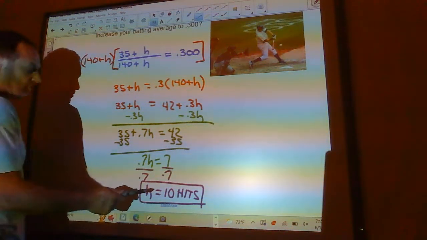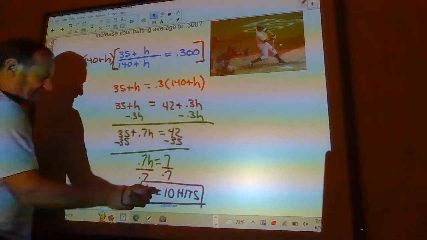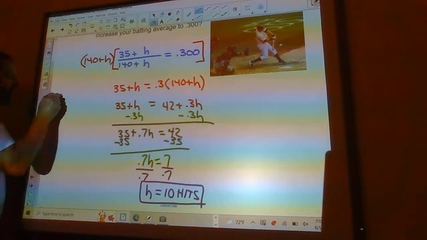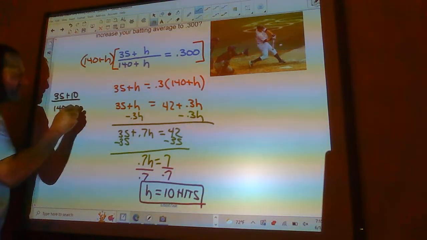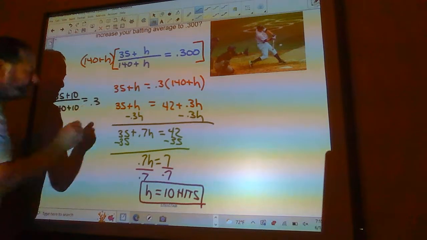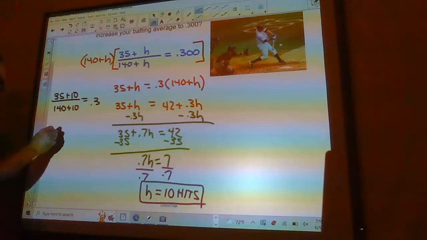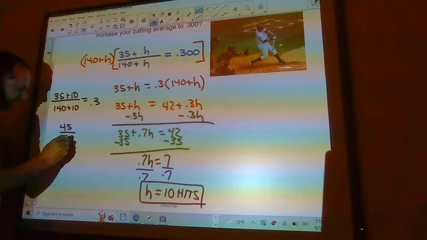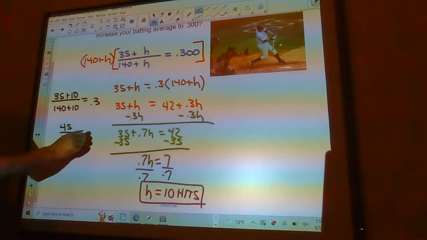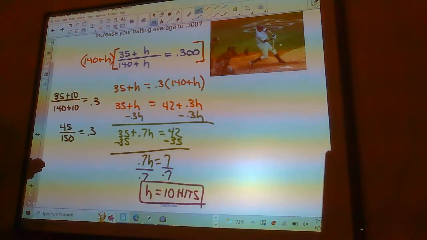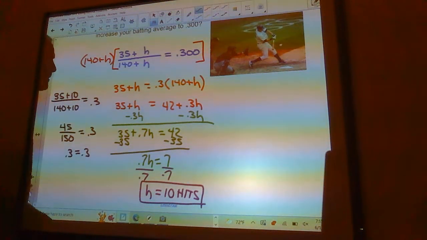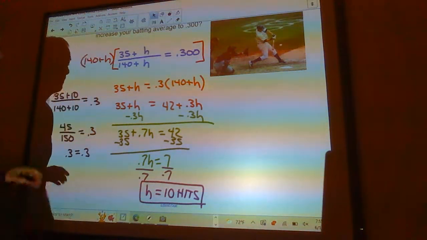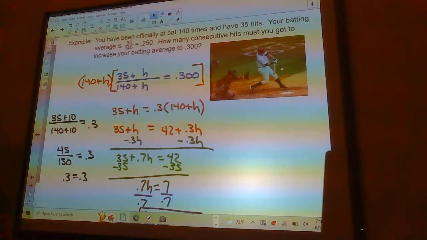Let's check that to make sure that it works, okay? So we'll take the 10, we'll plug it in here. That'd be 35 plus 10 over 140 plus 10. It should equal 0.3. So this is 45 over 150 should equal 0.3. And 45 divided by 150 is 0.3. Look at that. So it worked. My answer is correct. I need to get 10 hits in a row to raise my batting average to .300 from .250.